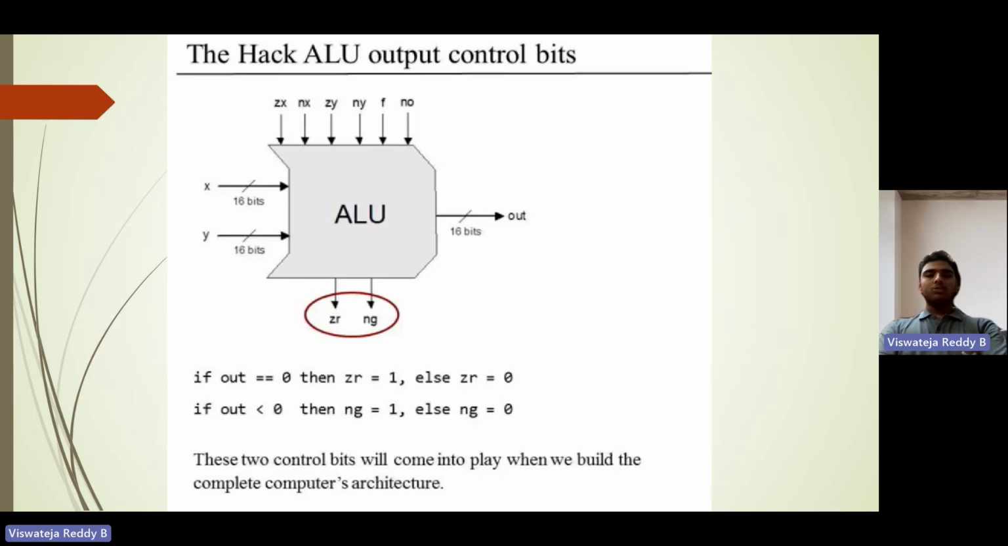Now the Hack ALU output control bits. As we already discussed, there are 6 control bits: ZX, NX, ZY, NY, F and NO, and 2 input values X and Y, and 1 16-bit output. If out is equal to 0, then ZR is equal to 1, else ZR is equal to 0. If out is less than 0, then NG is equal to 1, else NG is equal to 0. These 2 control bits come into play when we build the complete computer architecture. So ZR and NG are also important bits of the Hack ALU. Here is the complete architecture: 6 control bits, 2 inputs, 1 output, and 2 output control bits.